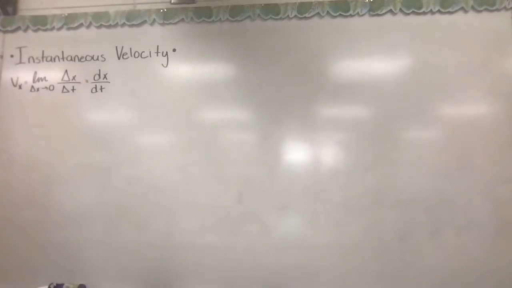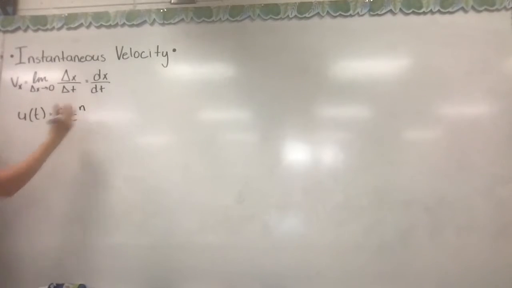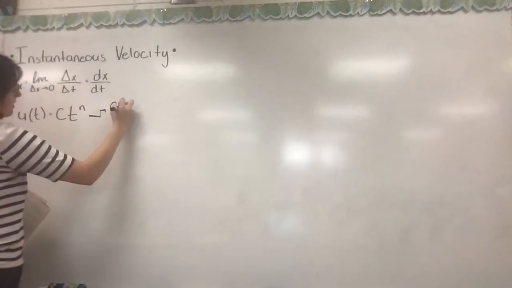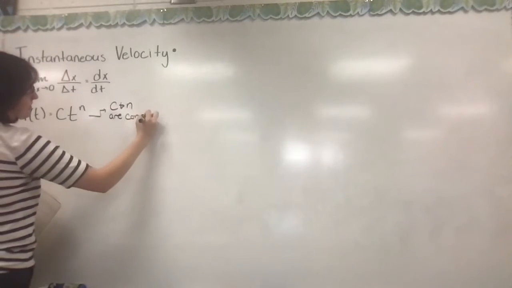Now, let's consider the function u of t equals c t^n, okay? This is the function we're going to be looking at today. Now, c and n are constants, okay? So I'm going to put this off to the side. c and n are constants.